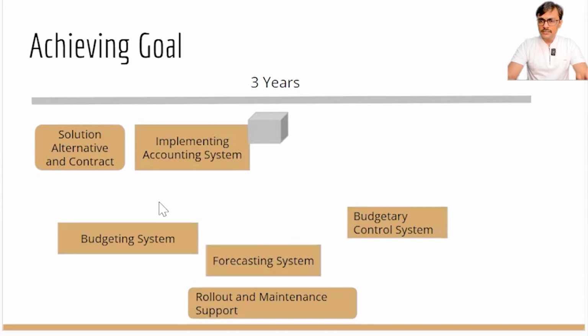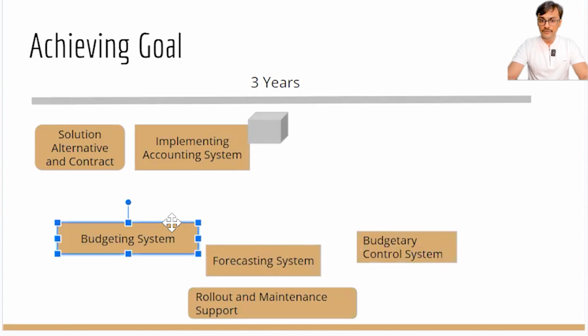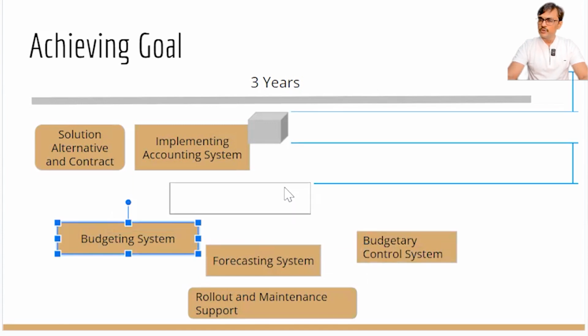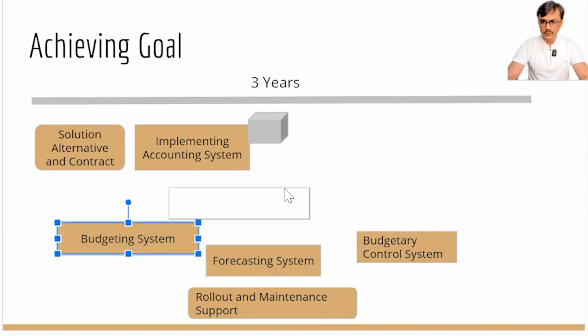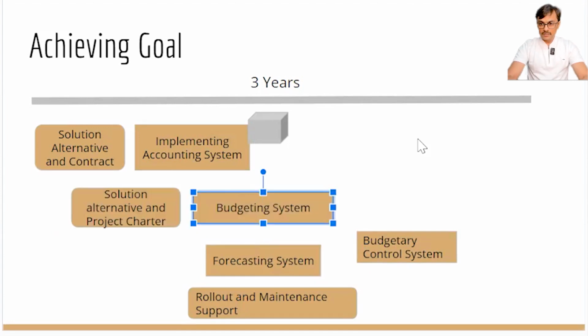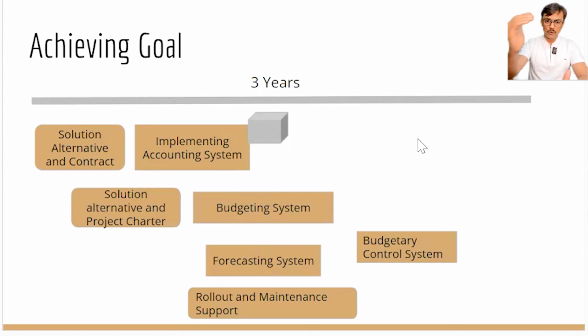Now, once this system is in place and the accounting is taken care of, as of now we are thinking that we will do a budgetary system. This budgeting system we will do customized. So we are not doing some separate activities. We can say here that we will do some kind of solution alternative analysis and project chartering activity for this budgeting system. And once it is done, we will go ahead with the budgeting system. That's something we are planning.